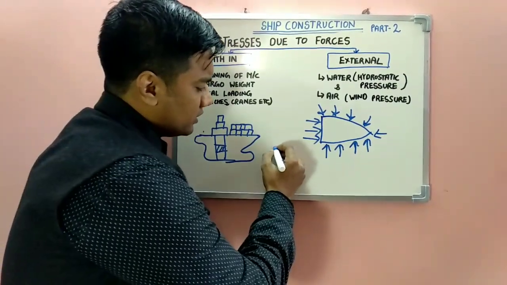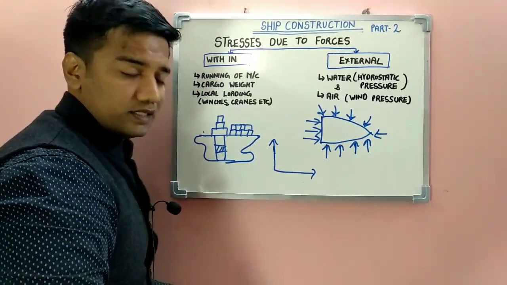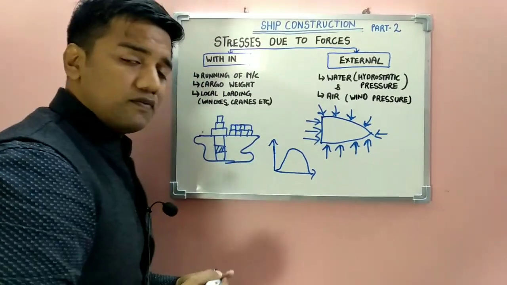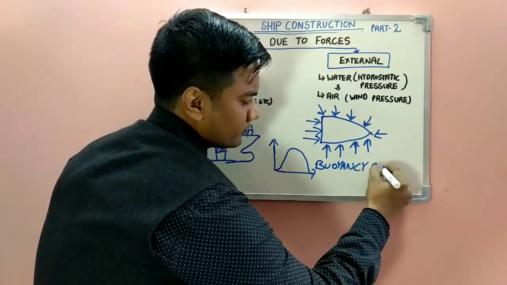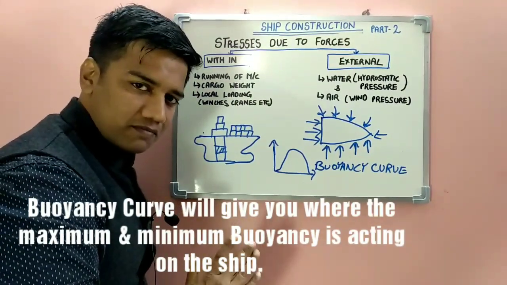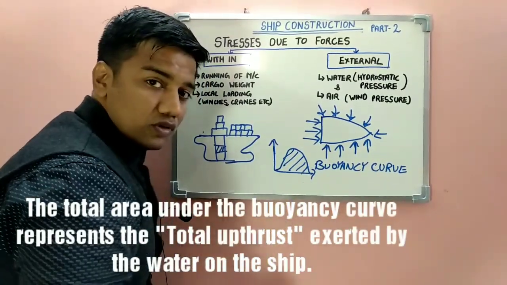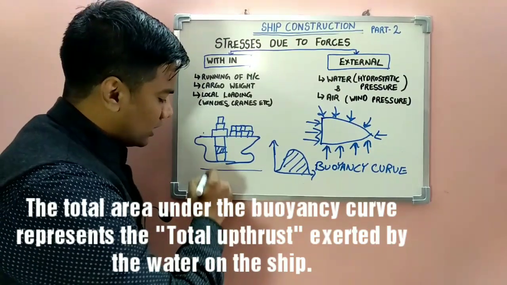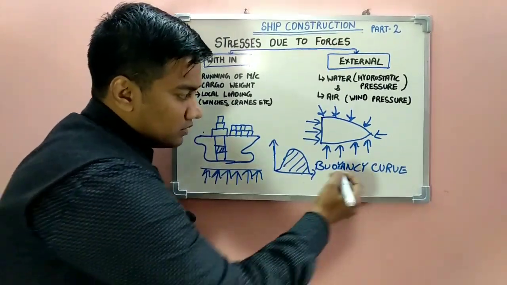Based on this there is a buoyancy curve, which we see. The buoyancy curve will give you exactly where the buoyancy is acting maximum on the ship. The area within this curve gives you the total upthrust acting on the ship longitudinally, lengthwise.